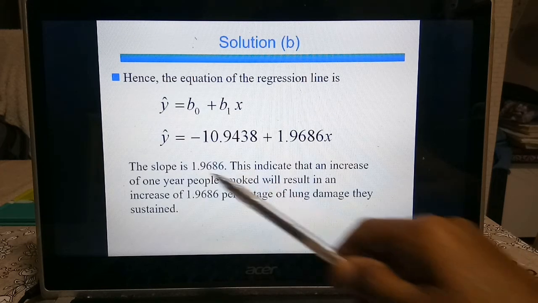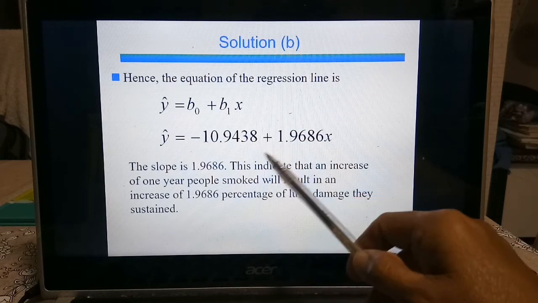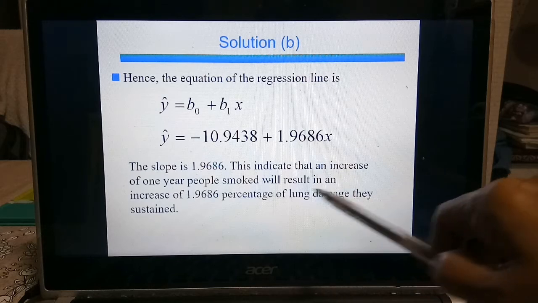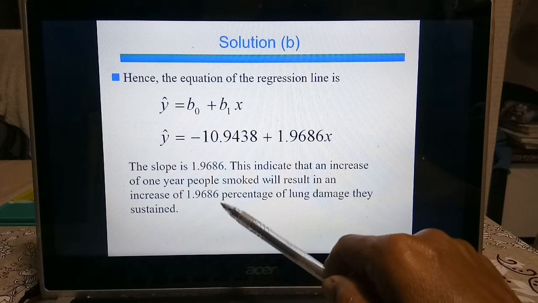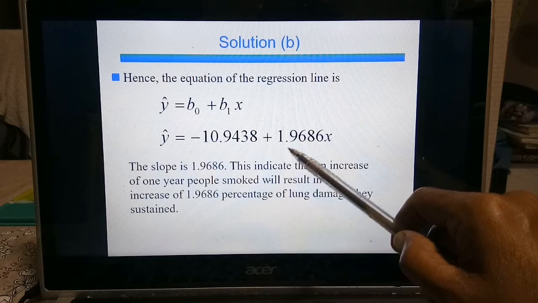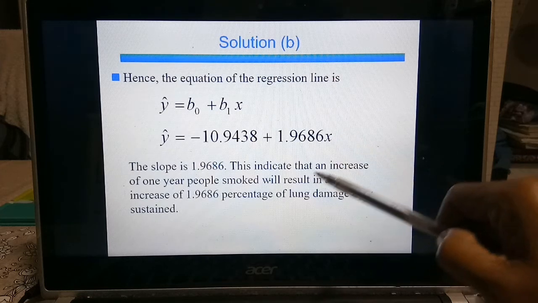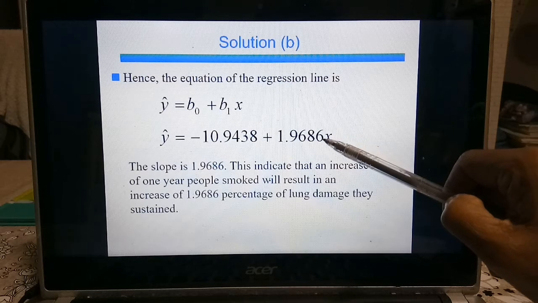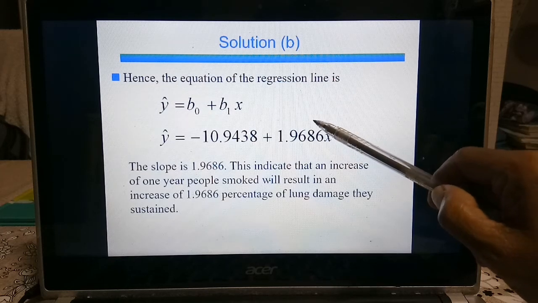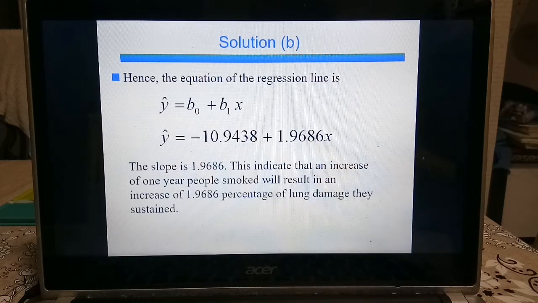Okay, so the slope is 1.9686. In the equation B0 plus B1X, B1 is the slope, and it indicates that an increase of 1 year of smoking will result in an increase of 1.9686 in the percentage of lung damage sustained. The slope is the change in Y when X changes by 1 unit. This means that when X, the number of years people smoke, increases by one more year, the percentage of lung damage a person gets increases by 1.9686.